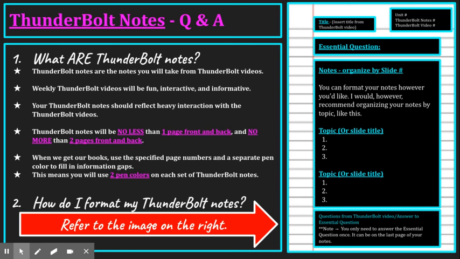Things to kind of look for. If my voice kind of really inflects like this, then you probably really want to write down whatever I said. And sometimes it'll be a no-brainer. I will tell you, this is important. Write it down. So with that said, again, your Thunderbolt notes will be no less than 1 page front and back and no more than 2 pages front and back. Now, there's going to be an extra step when we get our textbooks.